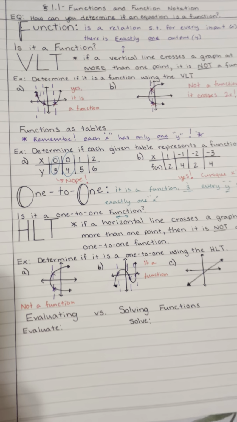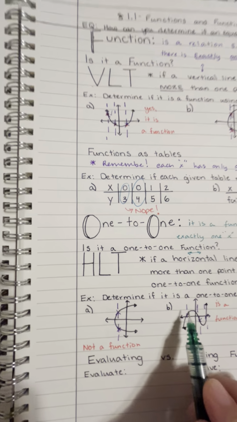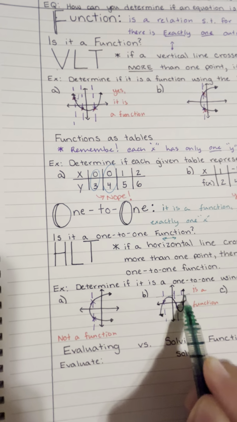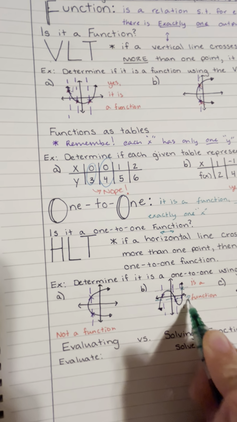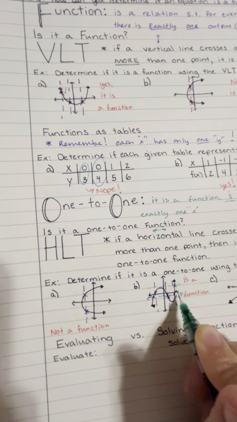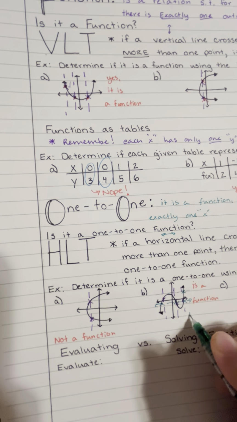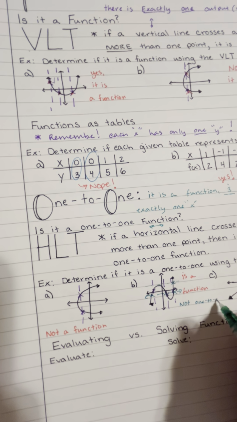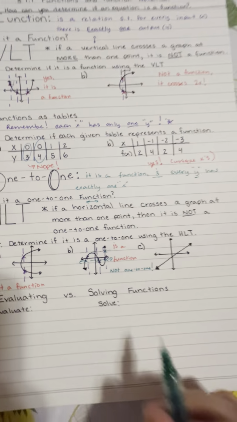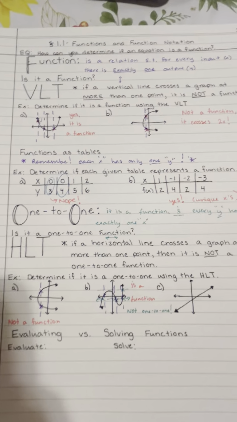And now we're going to test to see if it's 1-to-1. So remember, this is where I'm going to draw a horizontal line. It only crosses one time here, so that's good. But then here, it's going to cross 1, 2, 3 times. So not 1-to-1. Okay, it is a function, but not 1-to-1.